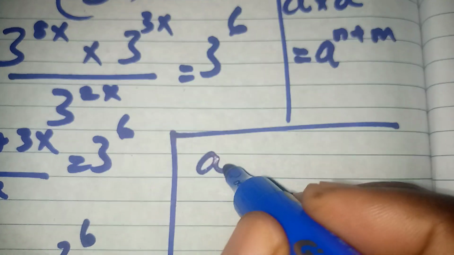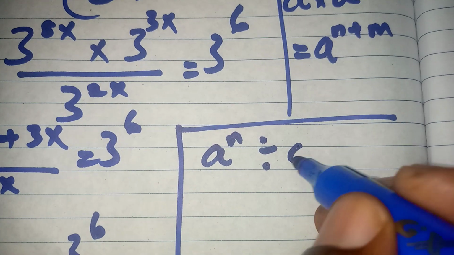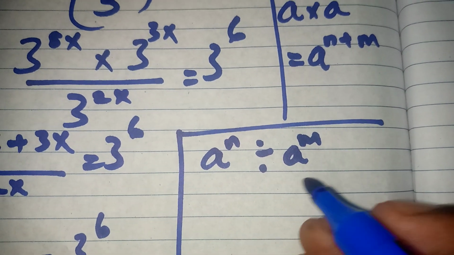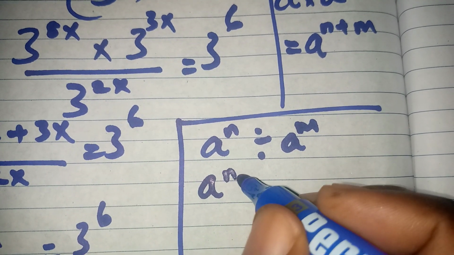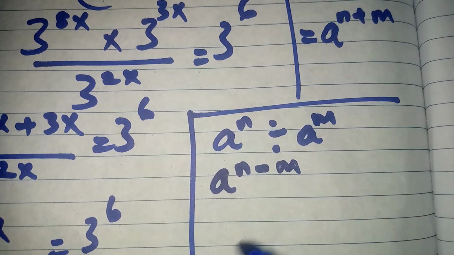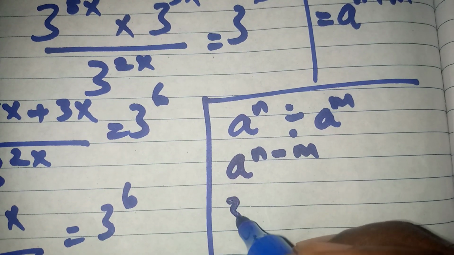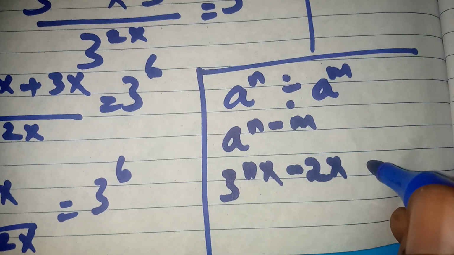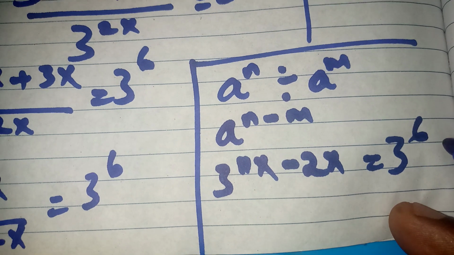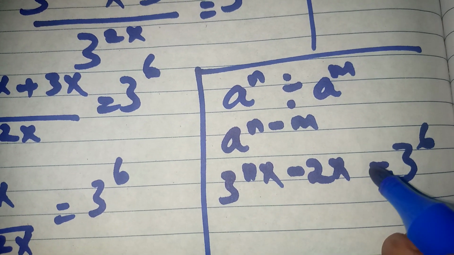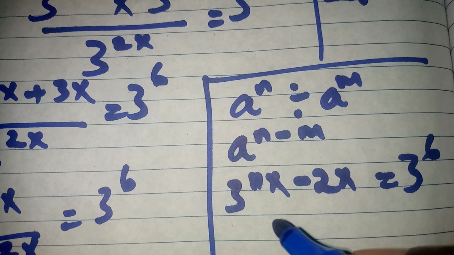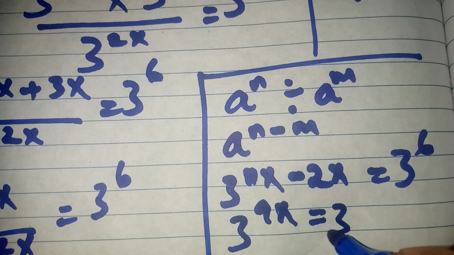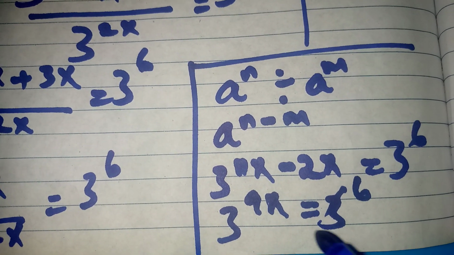Now, if I have this law, a raised to power n divided by a raised to power m, then I'll take a raised to power n minus m. So that means I'll take 3 raised to power 11x minus 2x is equal to 3 raised to power 6. 11x minus 2x, I'll have 9x. So 3 raised to power 9x is equal to 3 raised to power 6.